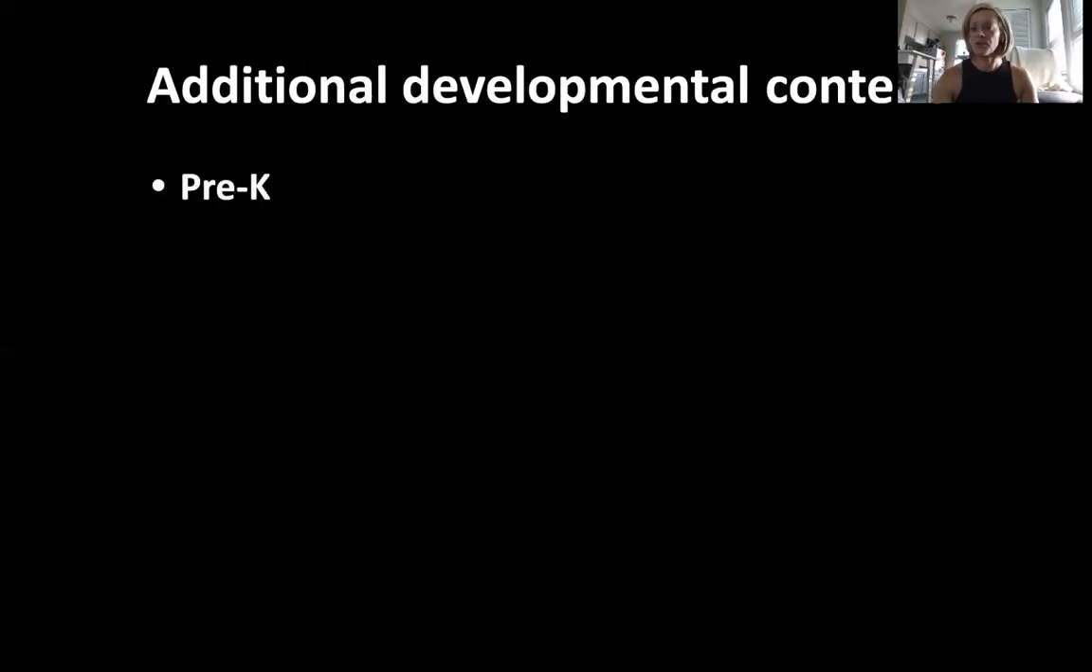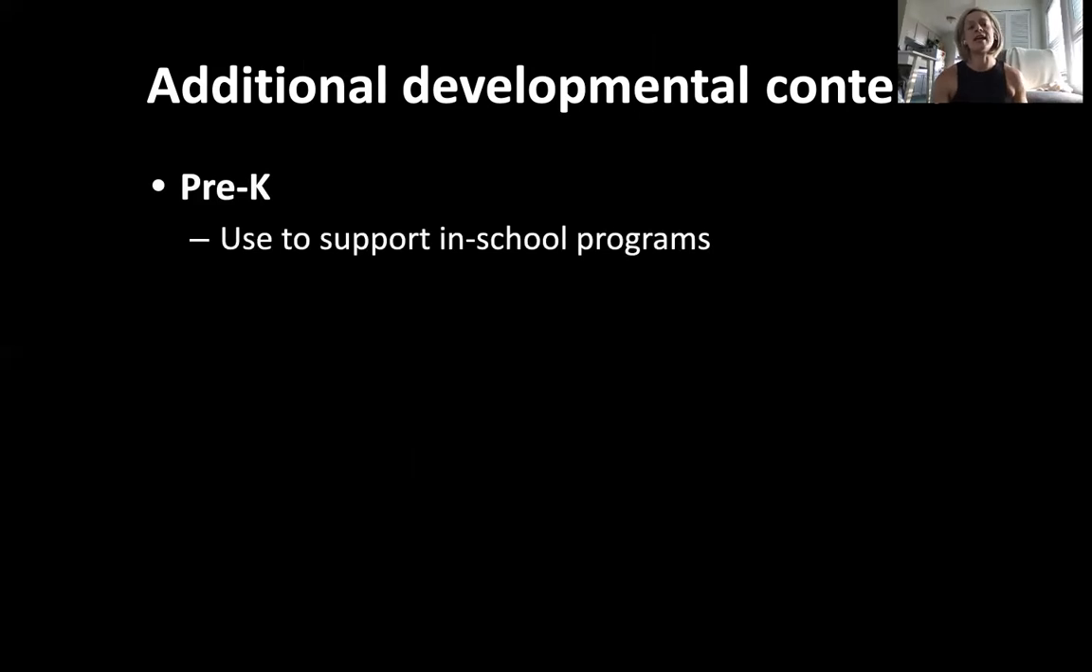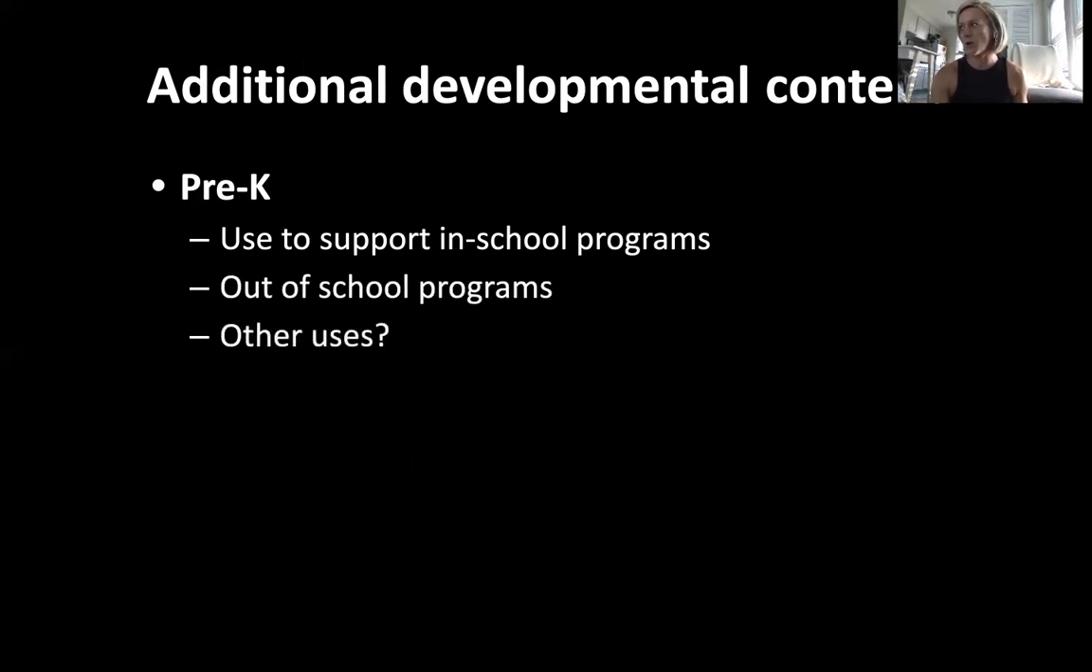There's a few additional things that are important. So pre-K, we may not have pre-K in the schools that we're teaching in. So our elementary school, for example, might start at kindergarten, but we want to use the pre-K content to support any sort of in-school program. So that might be remedial movement or any before or after school activity, anything community-wise. So out-of-school programs is where we would see it too.